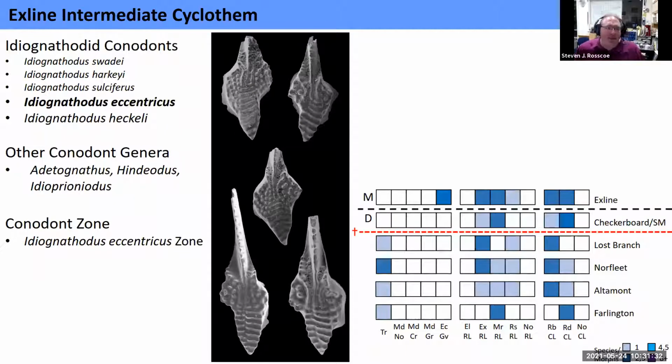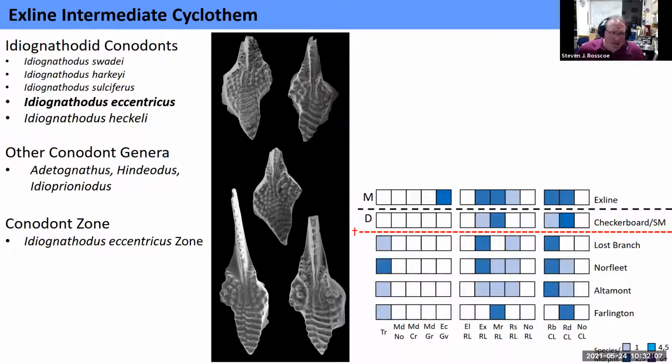At this point we get to see Idiognathodus eccentricus, a very well-known form around the world, and Idiognathodus heckeli now, which I was very pleased to see showing up just about everywhere. Idiognathodus heckeli and eccentricus are represented by these eccentric grooved forms that appear again for the first time in this sequence. So we've lost the eccentric groove, and now we redevelop it again in the Exline level here in North America.